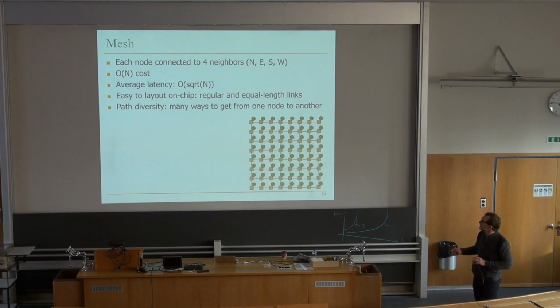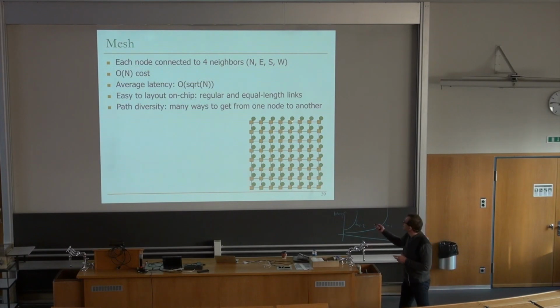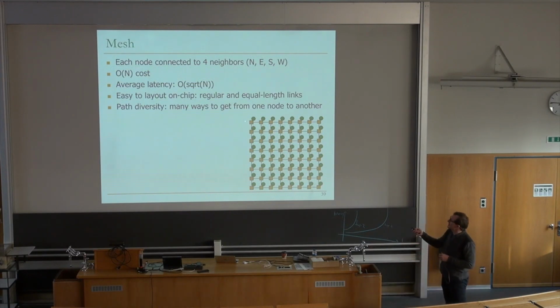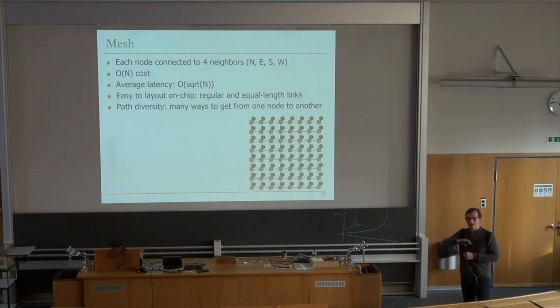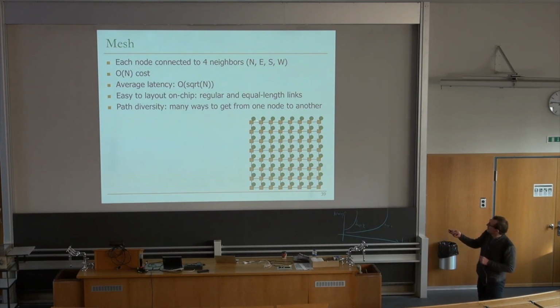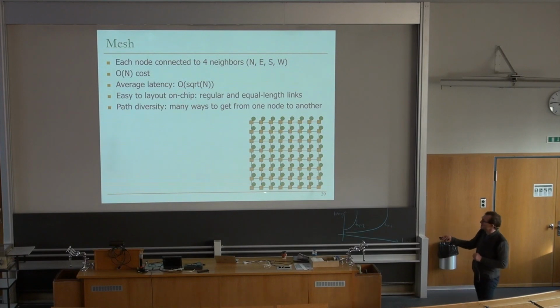We've seen it before. Each node is connected to 4 neighbors, north, east, south, west. And you have O(n) cost again. And the average latency in this case is square root of n. So we reduce the average latency compared to a ring. The ring's average latency is O(n). One of the other good things about this is that it is easy to lay out on chip, right? You have regular and equal length links over here. So it looks two-dimensional and it works nicely with a two-dimensional chip.